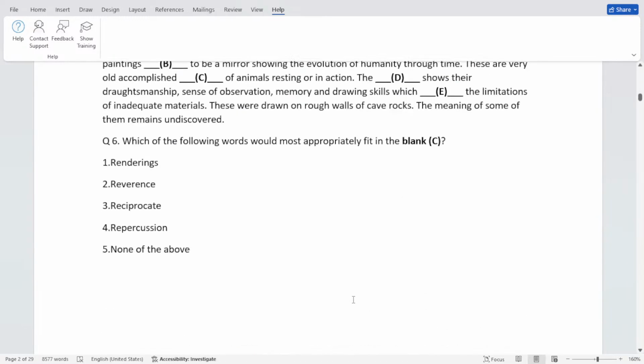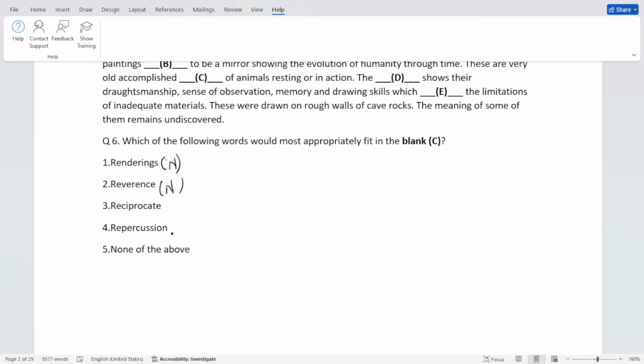So here, which of the following words would most appropriately fit in the blank C? Given words are renderings, which will be considered as a noun. All are nouns, we have to see. When it comes to this, renderings means artistic descriptions of something, and reference is nothing but giving respect to some other one.